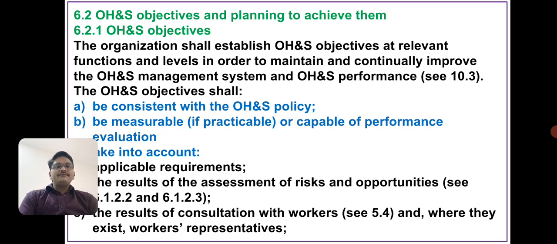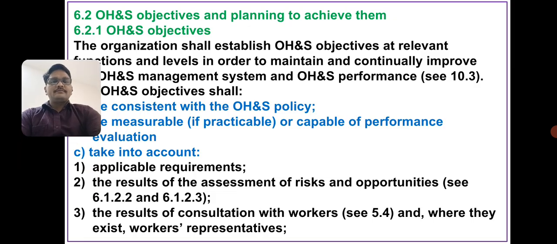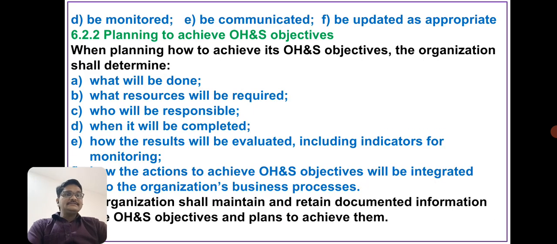Now next is the OHS objective and planning to achieve them, that is 6.2, and their sub requirement are given in 6.2.1, that is OHS objective. For this, the organization shall establish OHS objective at relevant function and level in order to maintain and continually improve the OHS management system and OHS performance. For this OHS objective, organization shall be consistent with the OHS policy, be measurable, and take OHS policy objective into account. Be monitored, be communicated and be updated as appropriate.